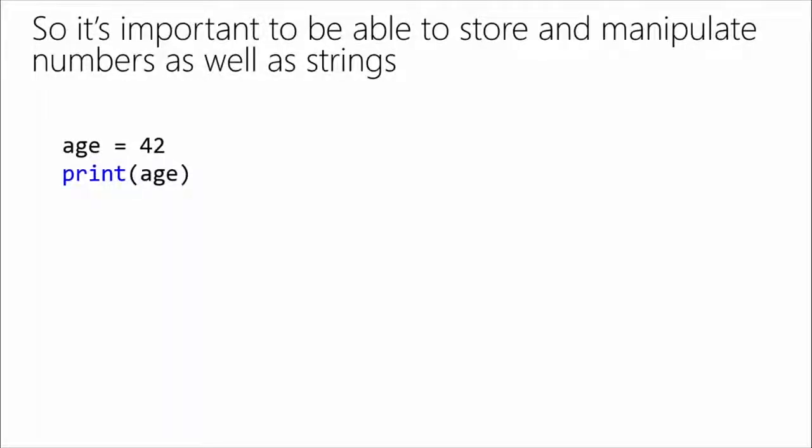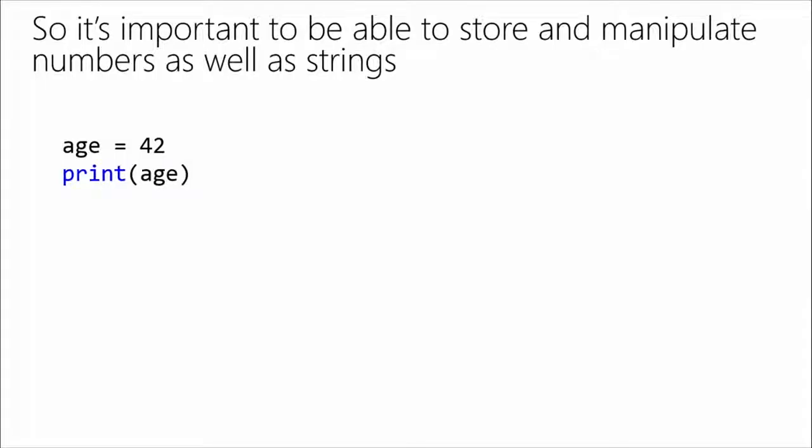Excellent. So it's very important that when we're working with our variables, we can store numbers in the variables as well as strings. If you take a look at the slide here, I've got a variable called age, trying to stick with those meaningful variable names like we were talking about last module. And I've just set it to 42.